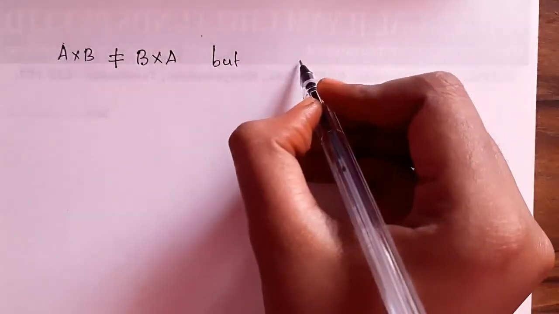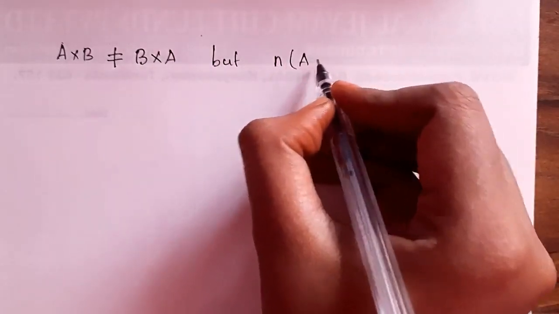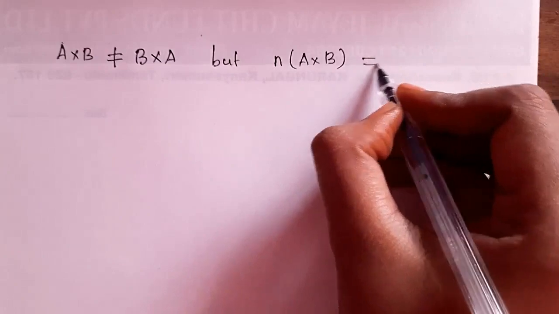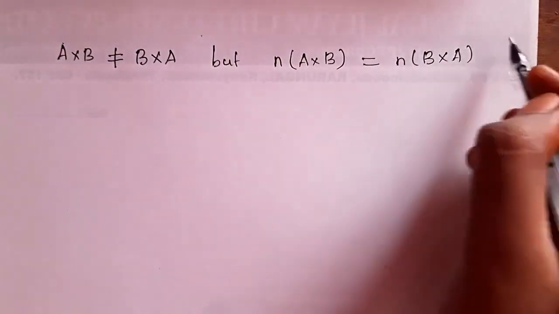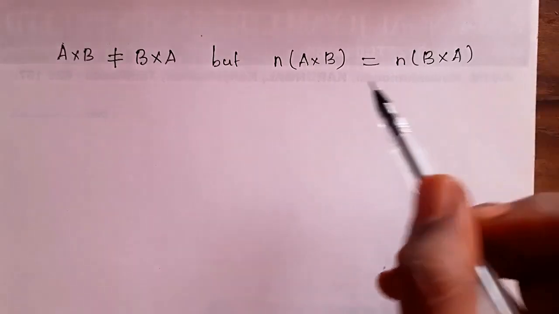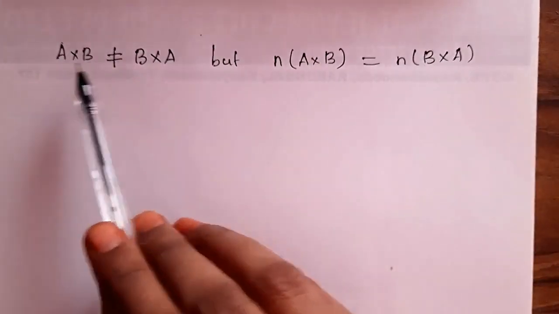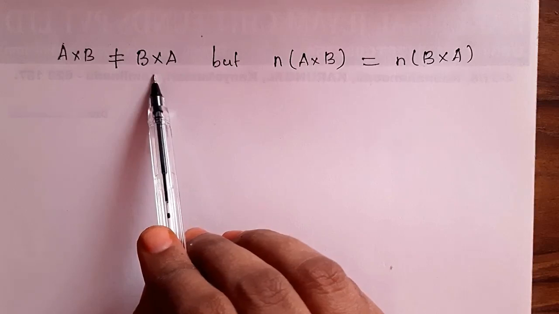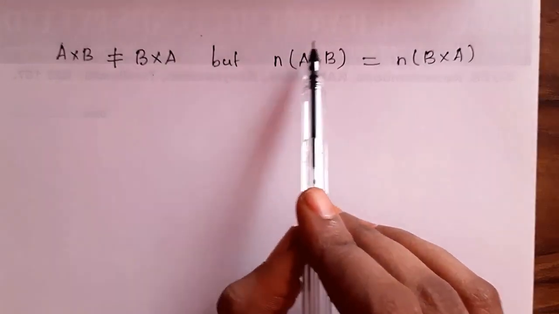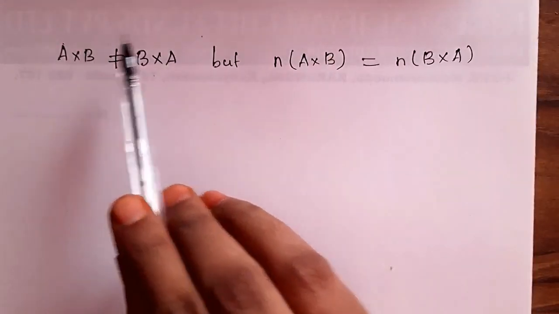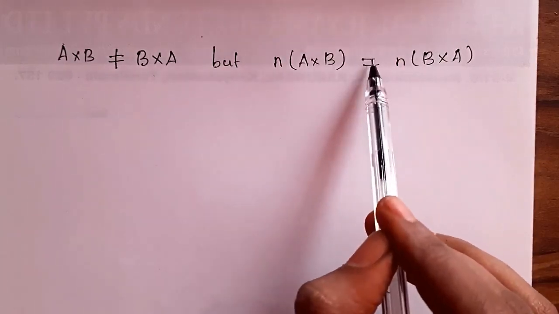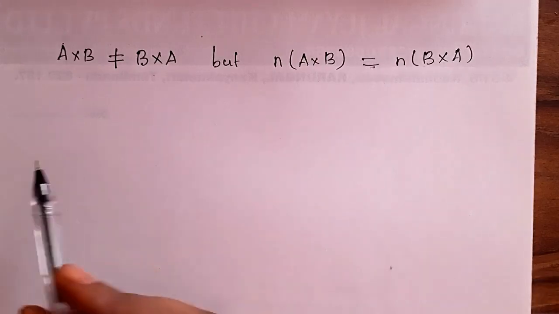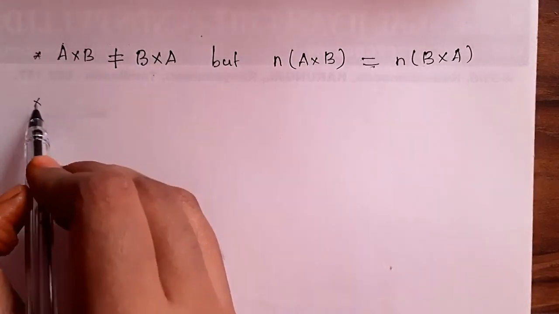You have to learn it. A cross B is not equal to B cross A. But the number of elements in A cross B is the same as the number of elements in B cross A. We will prove that in the coming example. So remember it. Both are different, both are not equal. But when you count the number of elements in the set A cross B, and also in the set B cross A, the numbers are equal. Okay, this is a note.